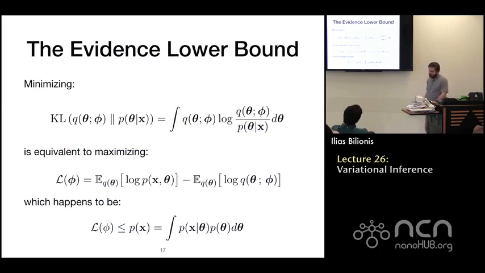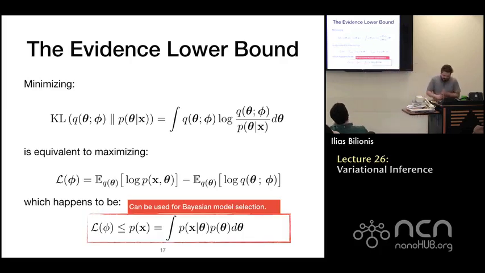Alright, so instead of minimizing the Kullback-Leibler divergence, we're going to be maximizing the evidence lower bound, and the maximum we find will be an estimate of the evidence, if you like. Okay, so we can use it for model selection. Alright.